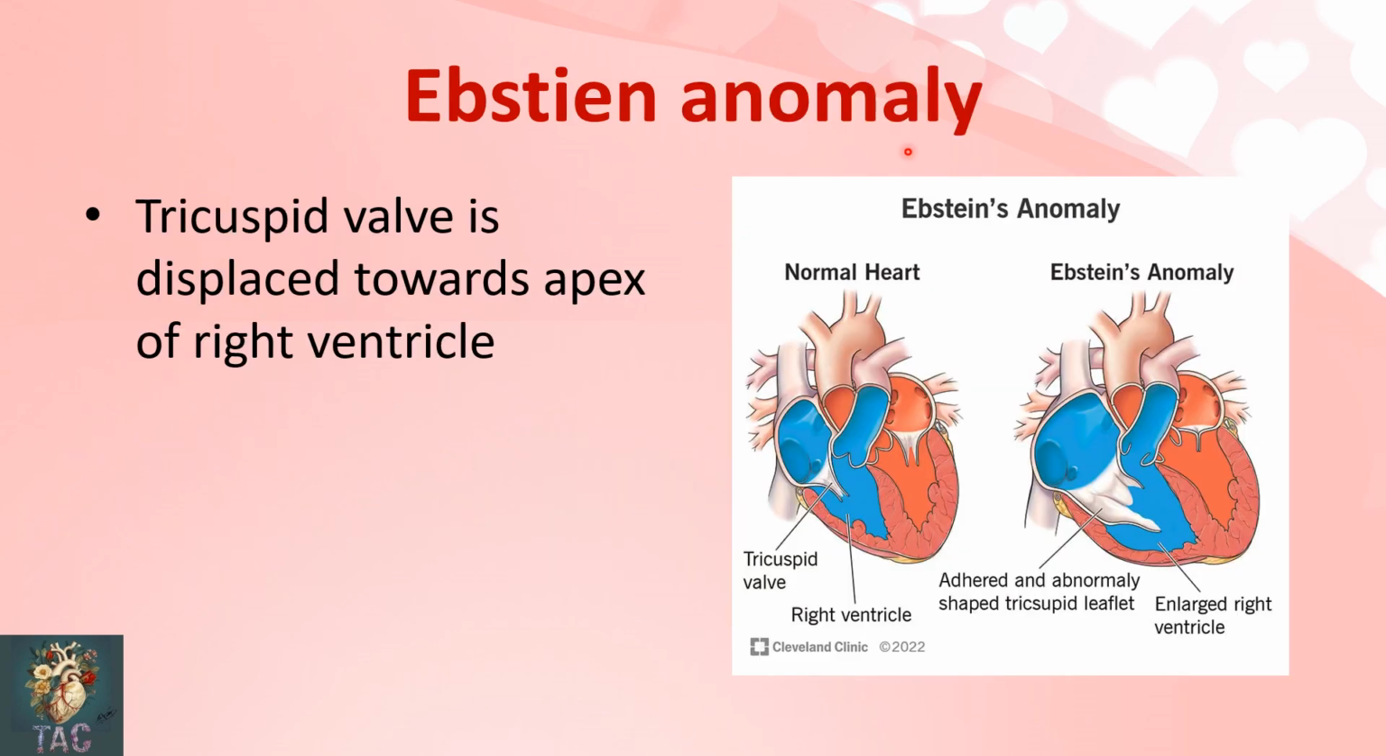Another anomaly is the Ebstein anomaly. Look at this diagram first. This is the normal heart. This is the right side of the heart, left side of the heart, right atrium and ventricle connected by the tricuspid valve, and this is the left atrium and left ventricle connected by the mitral valve. So in Ebstein anomaly, the tricuspid valve is displaced towards the apex of the ventricle, and as a result there will be an enlarged right atrium and a smaller right ventricle. So the condition is called the Ebstein anomaly because of displacement of the tricuspid valve towards the apex of the right ventricle.